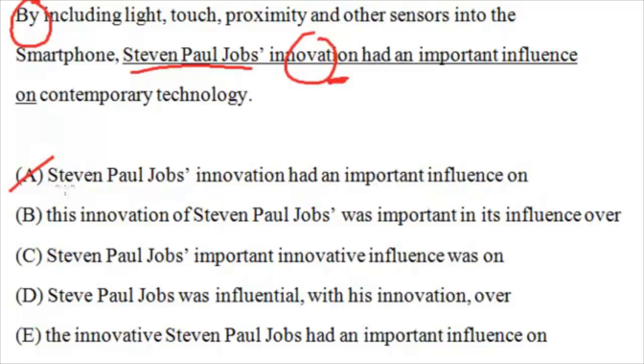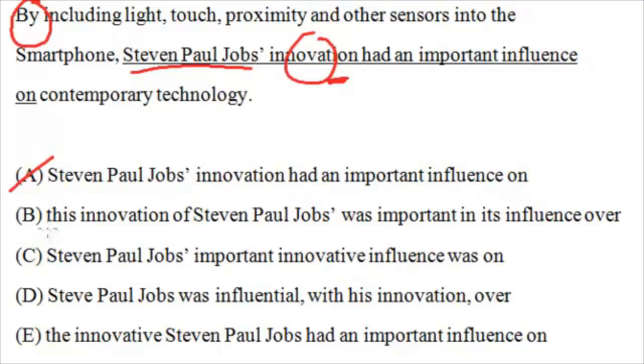Remember, A on the improving sentences is the same as the original sentence, but on the paragraph editing, A is not the same, right? So a lot of kids actually get tricked. In paragraph editing, I'll discuss this later. The original sentence is not the same as A in paragraph editing. Let's look at B.